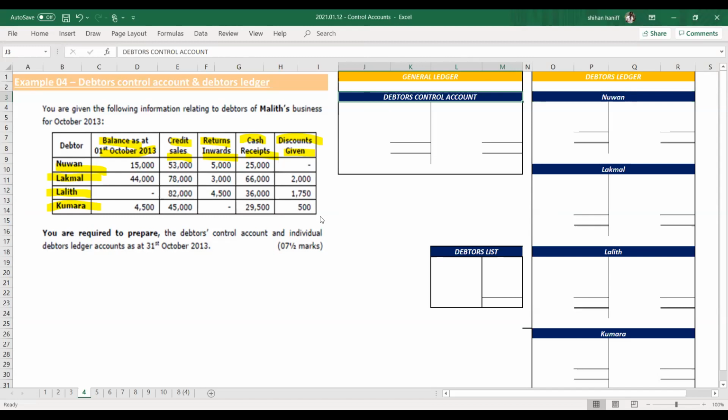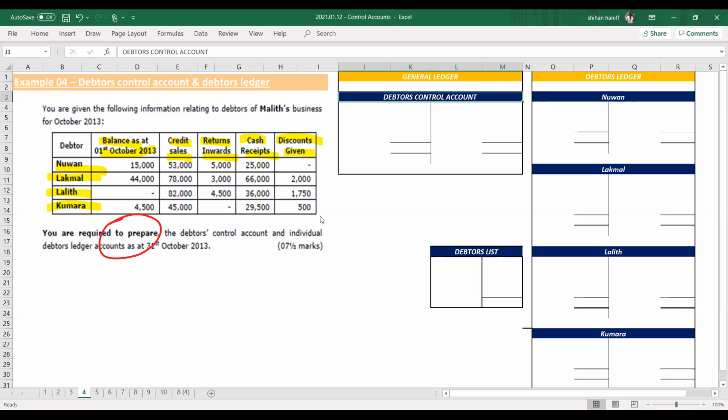General ledger, the control account, debtors ledger, individual accounts. We are preparing debtors control account and debtors ledger, individual accounts. Then first, shall we prepare the debtors control account? In control account, we have to get the total. What is the total opening balance? Let me take the balances.